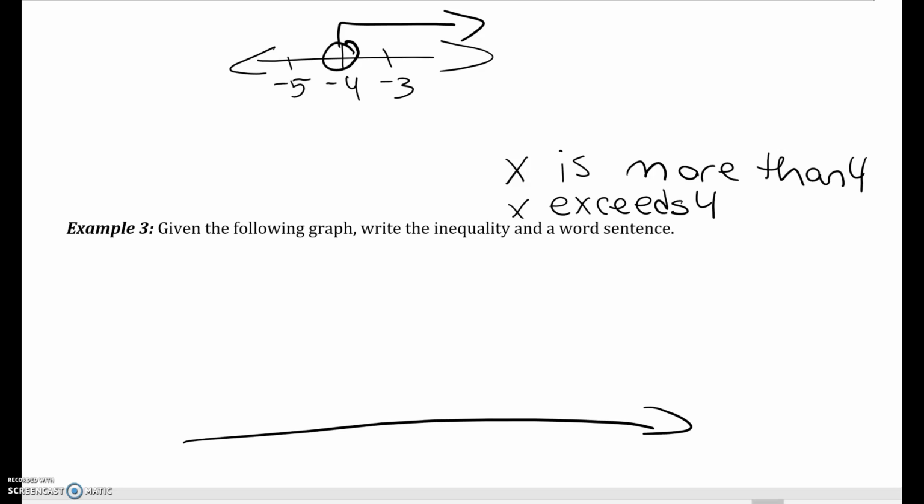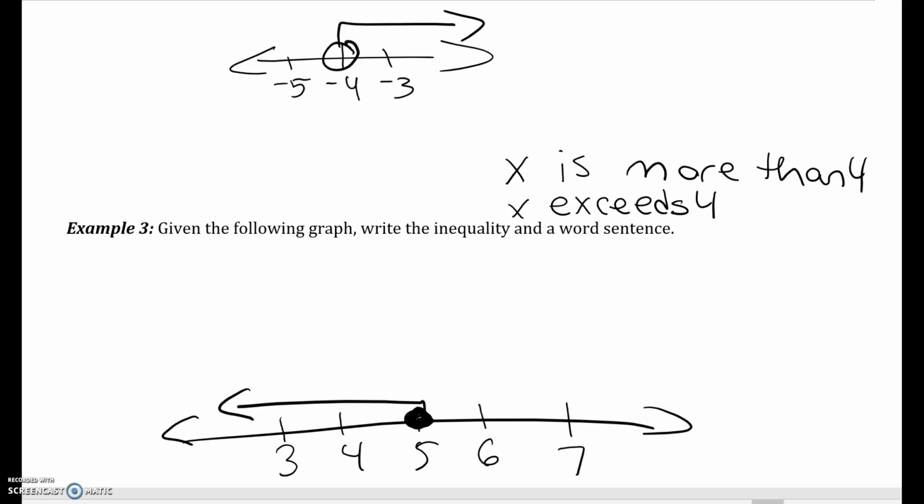This one you have to forgive me because I left my packet at school and I'm trying to remember what the problem was. I am pretty sure that you have a closed circle here and an arrow to the left. Okay, so forgive me if I'm wrong. Maybe change it to this problem if I am wrong. So what would be a way to say this other than x is less than or equal to 5? You can use the table at the top.